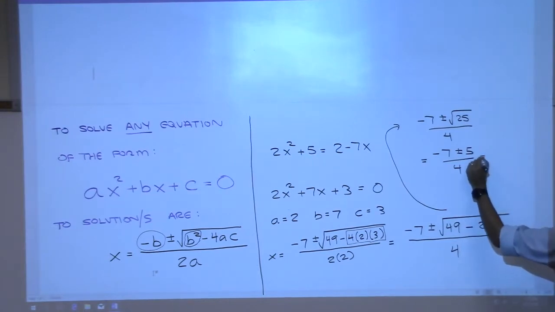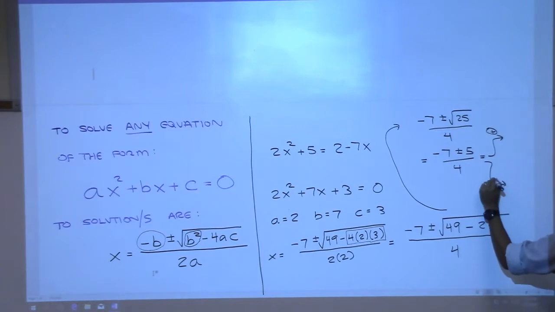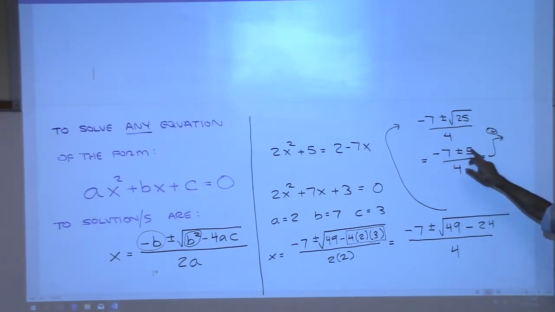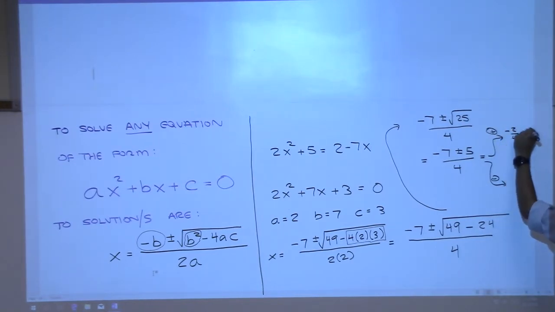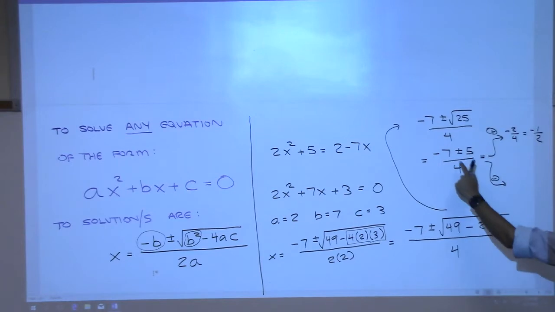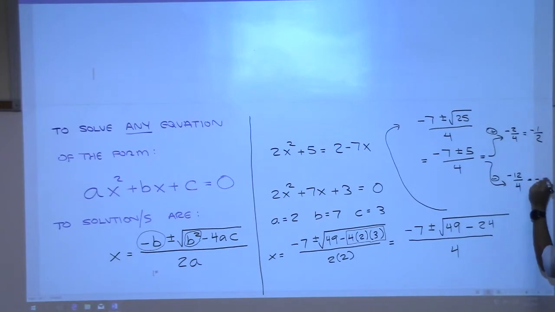And now I can take my two different scenarios, plus and minus. What happens if you add these? What's negative 7 plus 5? Negative 2 over 4, which is negative 1/2. What happens if you subtract? Negative 7 minus 5, negative 12 over 4, which is negative 3. Same answers. You'll see that?